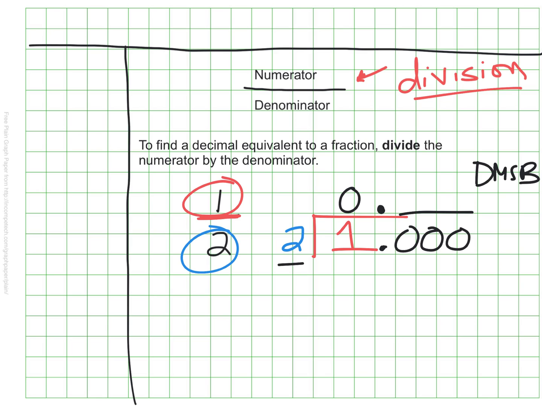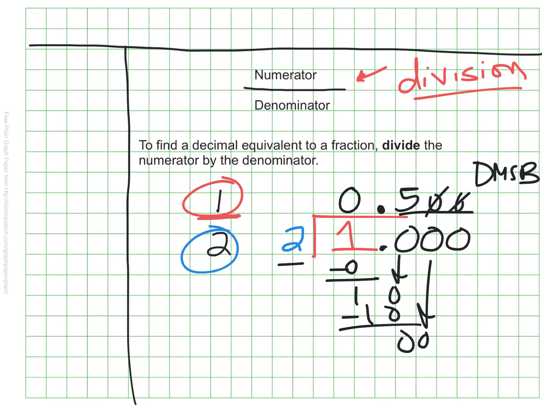So 2 does not go into 1, but 2 does go into 10 5 times. And I can do all these zeros if I want to, right? But they won't have any bearing on the answer. I got 0.5, which we all know is the equivalent to the fraction 1/2. Right? So that just sort of proved that this process will work with a fraction that we already knew.